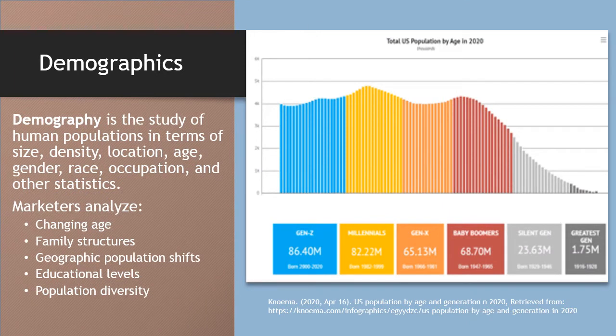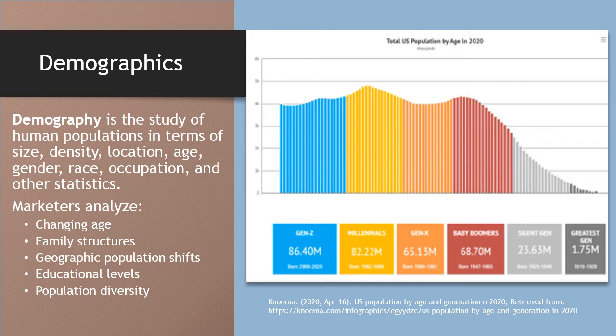Demography is the study of human populations in terms of size, density, location, age, race, gender, and occupation. Basically, there are all kinds of statistics. I always like to say that demography has to do with numbers and people.